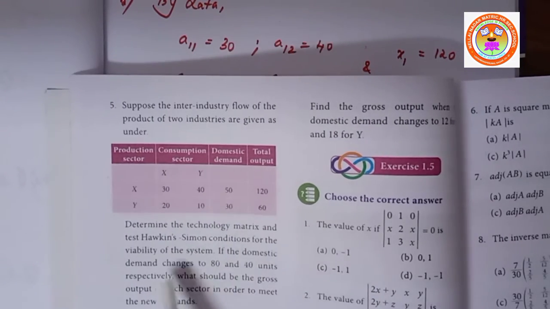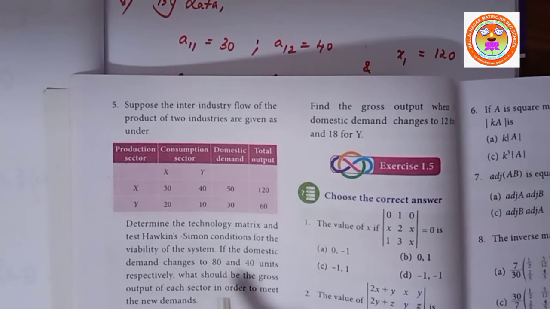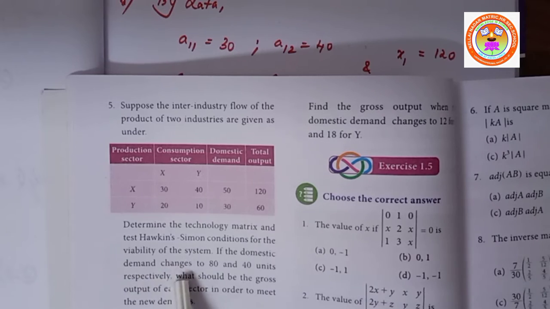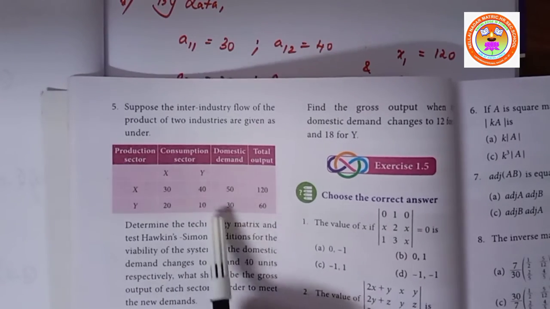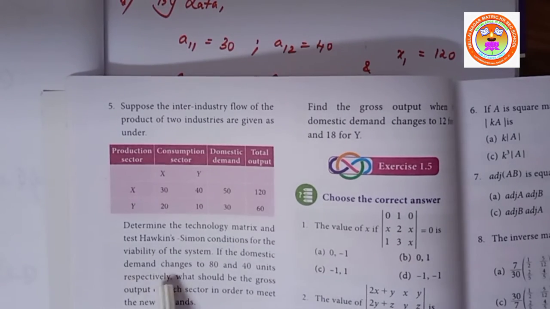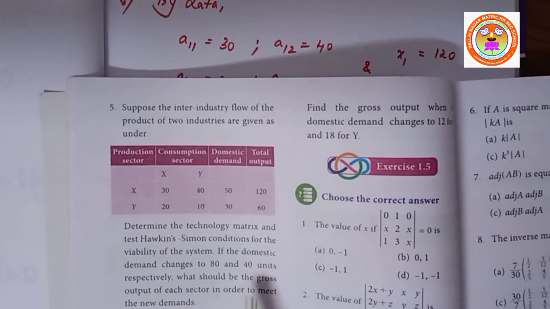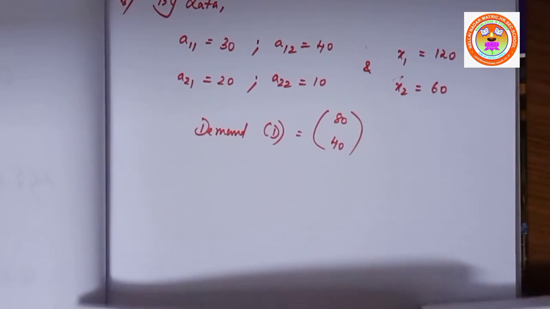Then you have to consider a demand capital D, that should be considered as demand changes to 80 and 40. You are not supposed to consider this demand. The demand changes you are given now should be considered as the capital D matrix. Column wise you have to write 80 and 40. Look at how I have written.